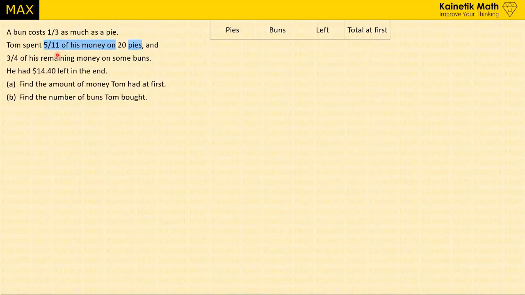So can you tell me, by typing in the text, what does 11 represent? Is it the pies, the buns, the left, or the total? Alright, thank you everybody. Yes, everybody is correct. It's the total, because it's 5/11 of his money. So the denominator is always the idea or the item that follows the word of. So his money means the total, and therefore 5 refers to the amount spent on the pies.